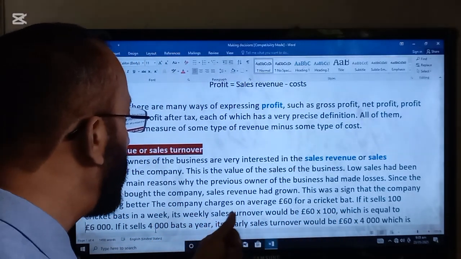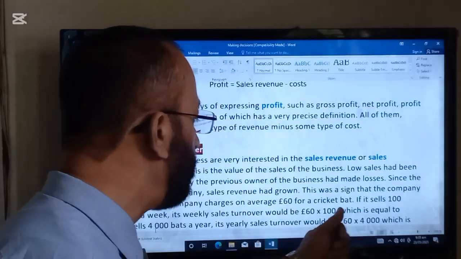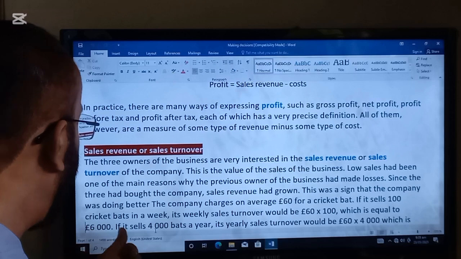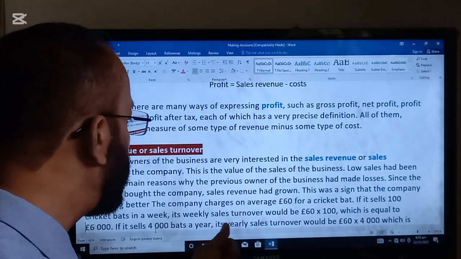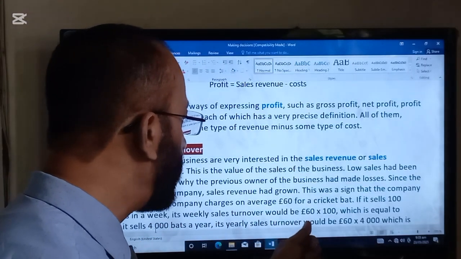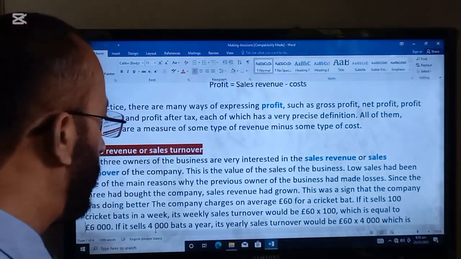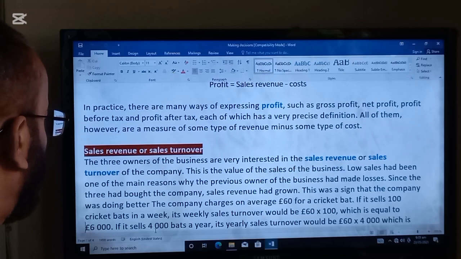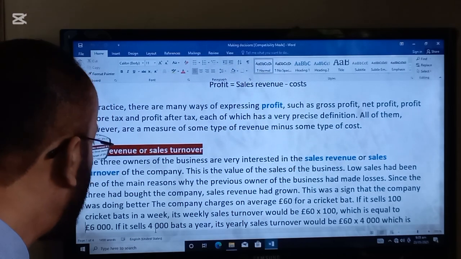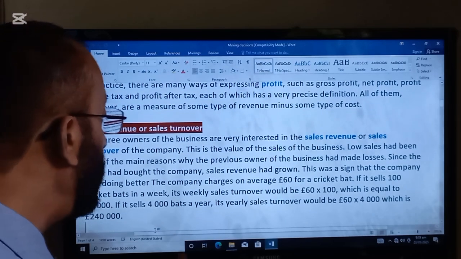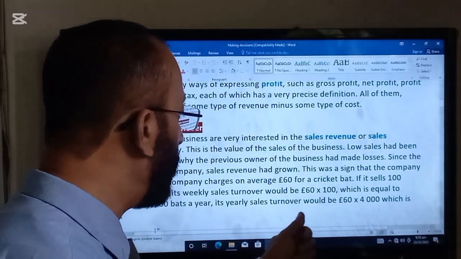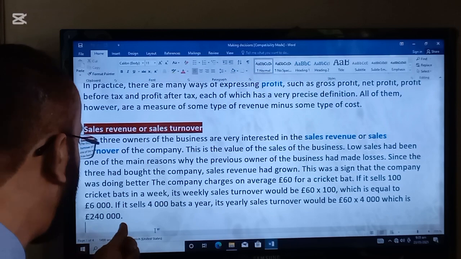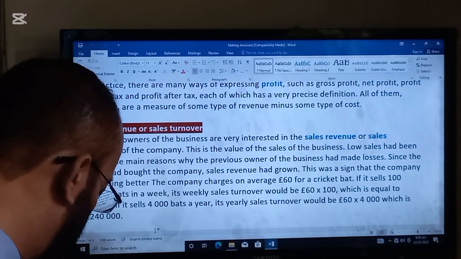The company charges on average £60 for a cricket bat. If it sells 100 cricket bats in a week, its weekly sales turnover would be 60 into 100, which is equal to £6,000. If it sells 4,000 bats a year, its yearly sales turnover would be 60 into 4,000, which is £240,000 yearly.